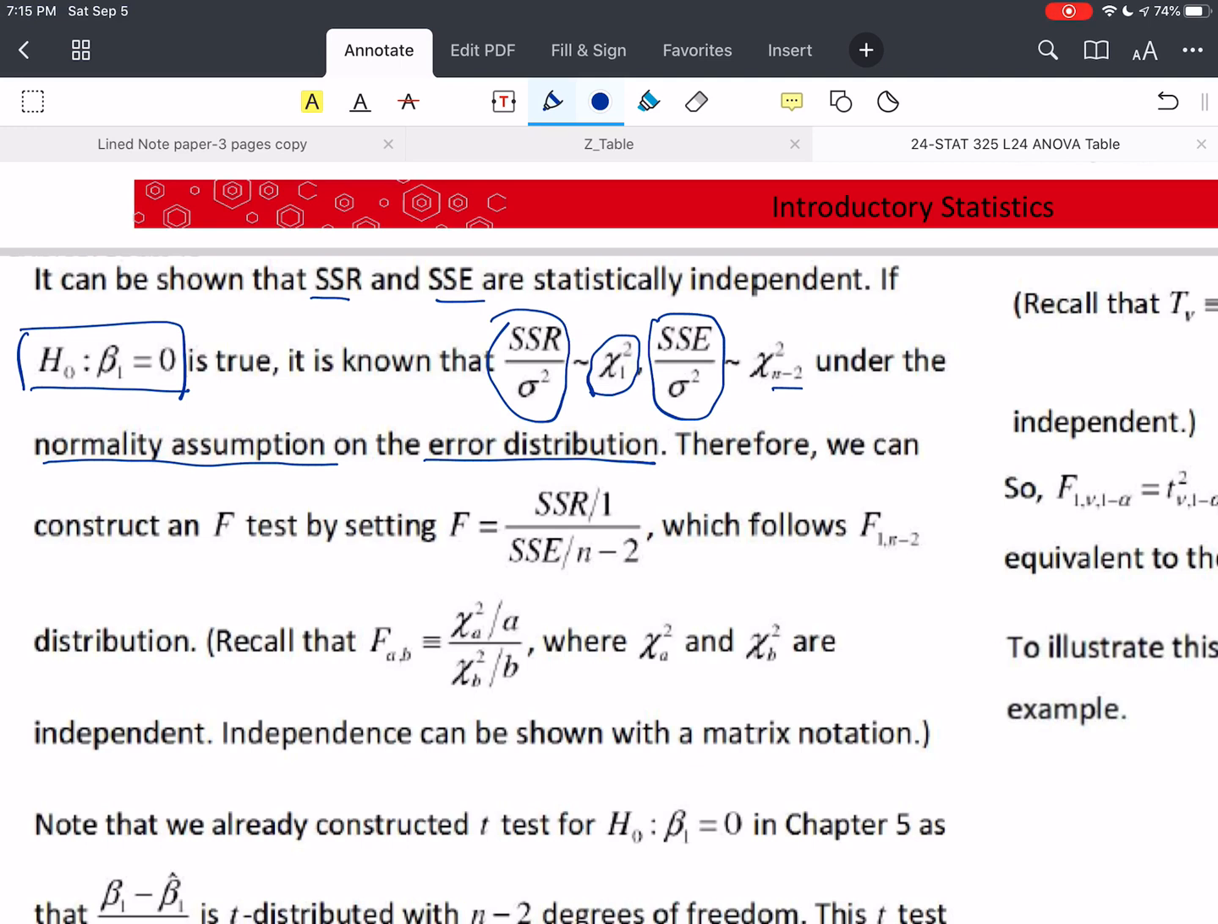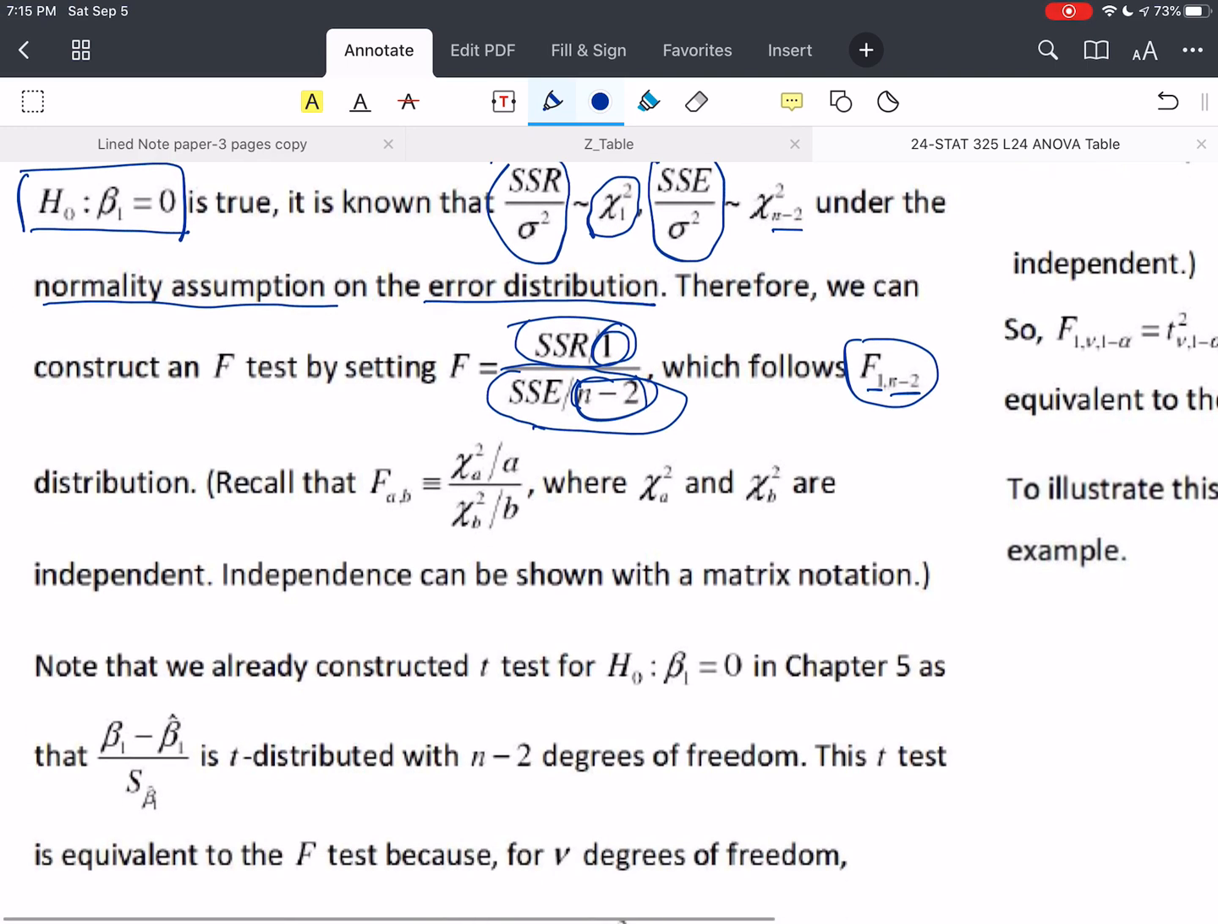And if that's true, then we know again from probability theory that a chi-squared random variable divided by its degrees of freedom over another chi-squared random variable divided by its degrees of freedom, that are independent, provides us an F statistic. And again, you see the degrees of freedom of 1 here and n minus 2 here, and that's F with 1 degree of freedom in the numerator, n minus 2 in the denominator.